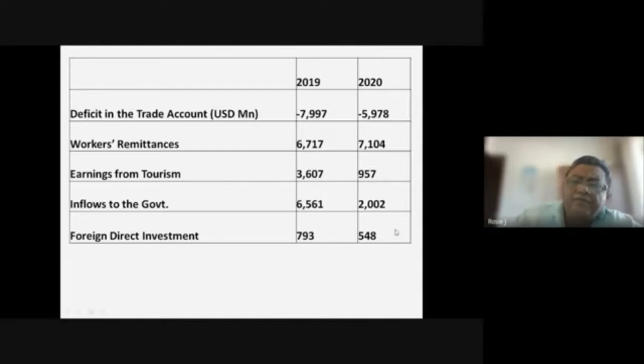So this 5,000 billion shortfall is circumvented by this. This is how we fund it: worker remittances, earnings from tourism, inflows from government, foreign direct investment. For example, if there is a trade deficit, we call this the trade account. What are the sources available to overcome the trade deficit? We can say worker remittances, earnings from tourism, inflows from government, foreign direct investment. This is how we overcome it.